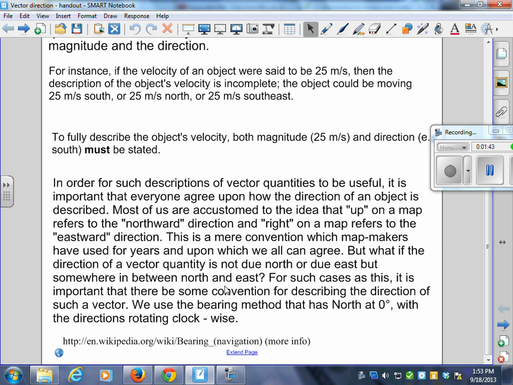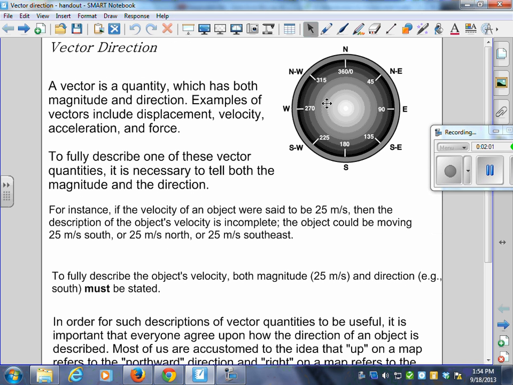But what if the direction of a vector quantity is not due north or due east, but somewhere in between? For such cases, it's important there be some convention for describing the direction of such a vector. We use the bearing method that has north at 0 with the directions rotating clockwise. And you can see that in that little picture at the top there, right? See it?